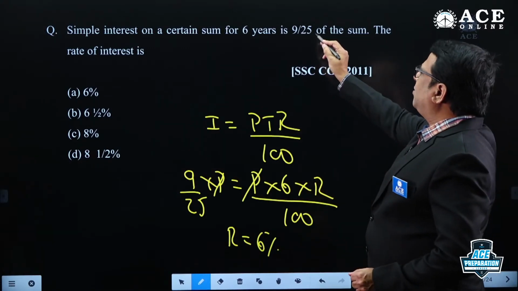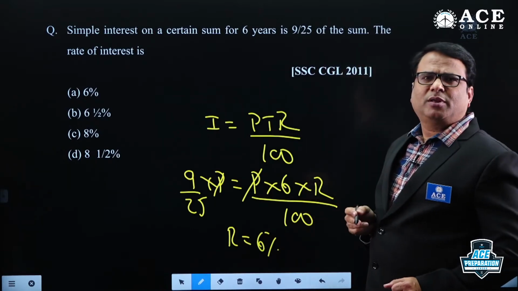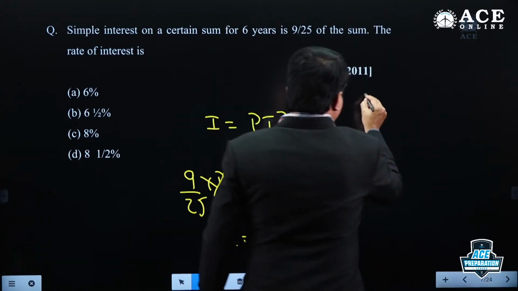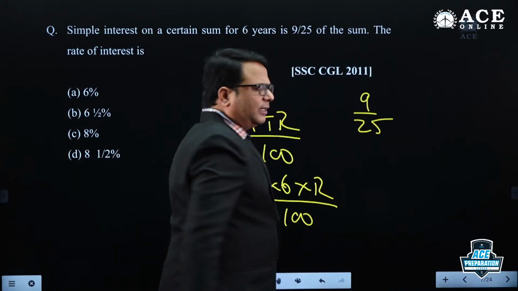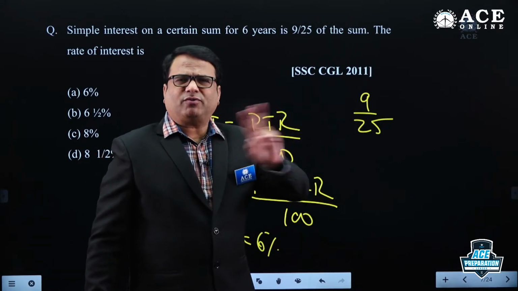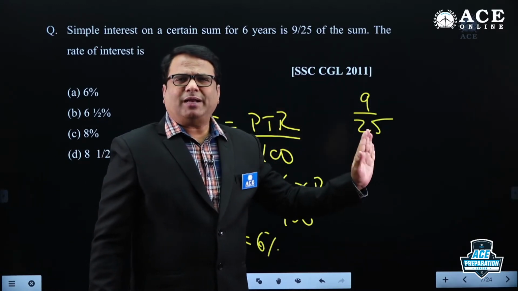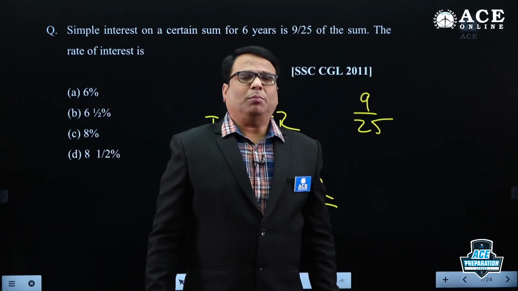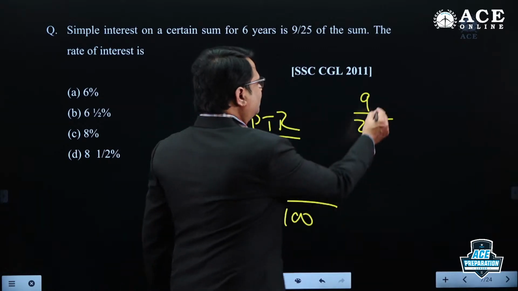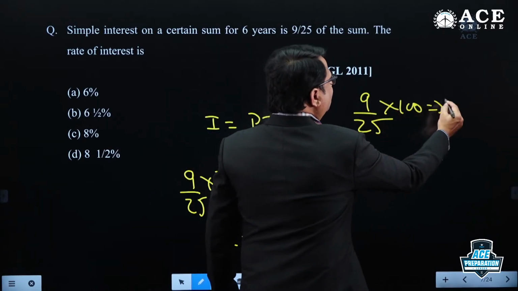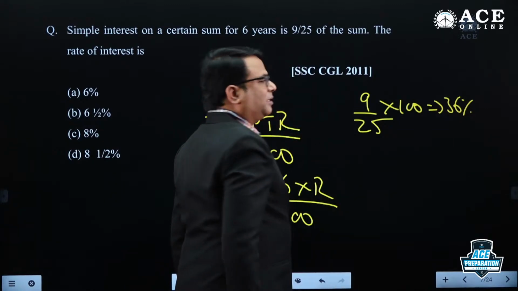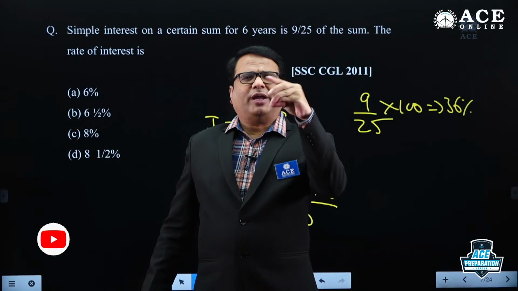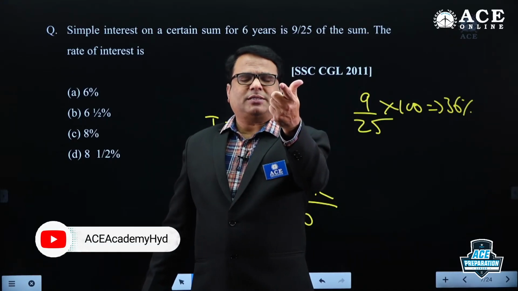Interest is how much? 9 by 25th of the sum. So first I convert 9 by 25 into percentage. And how do we convert a fraction into percentage? We have to multiply the fraction with 100. So into 100, 36%. And if you are good at calculations, just by observing the figure 9 by 25, immediately and instantly you will say it is 36%.